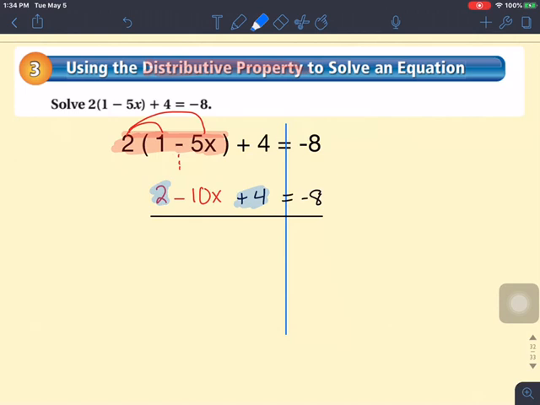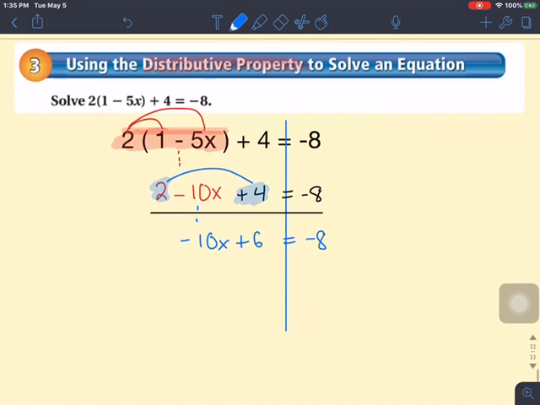If you look, we have a 2 and a 4. We have to combine those. So 2 and 4 makes 6. And we're going to combine the 2 and the 4, and that makes positive 6, or plus 6, right here. And then we just drop the negative 10x down, and then that equals negative 8. And now what we have in front of us is a simple two-step equation.